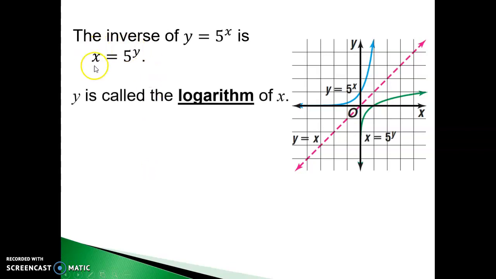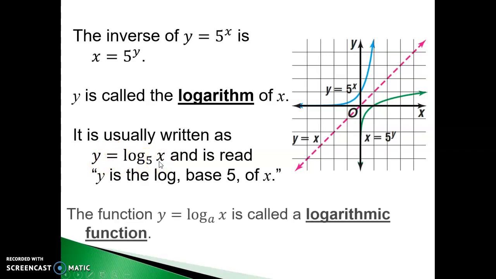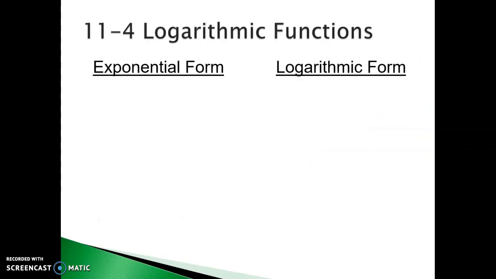So when we look at this new equation, y is going to be called the logarithm. Notice each time we were trying to solve, we were trying to look for that exponent value. And so it's usually written in this form. We read it as y is the log base 5 of x. So the function y equals the log base a of x is called a logarithmic function. The blue graph is an exponential function, and the green graph is its inverse, which is the logarithmic function.